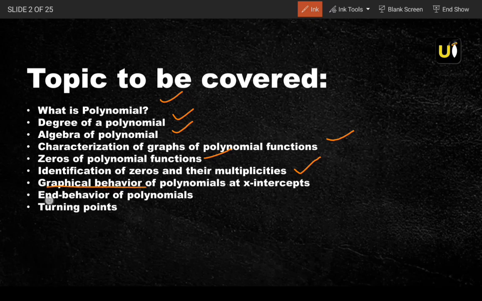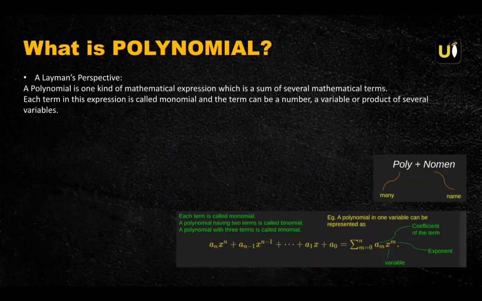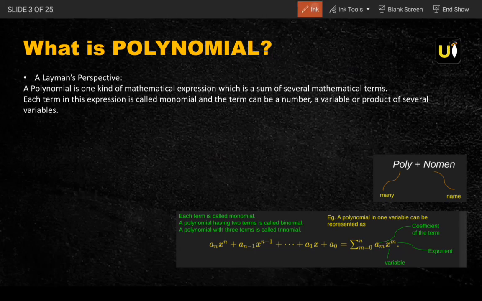Firstly, what is a polynomial? A polynomial is a mathematical expression which is a sum of several mathematical terms. So, a polynomial can be expressed as a collection of several mathematical terms. Okay? So, each term in this expression is termed as a monomial. The term can be a number, a variable, or a product of several variables.